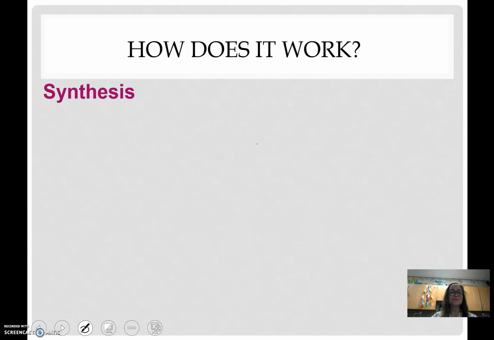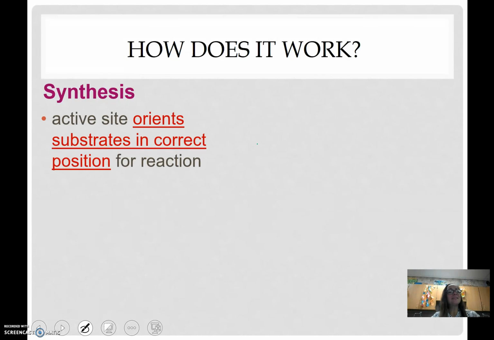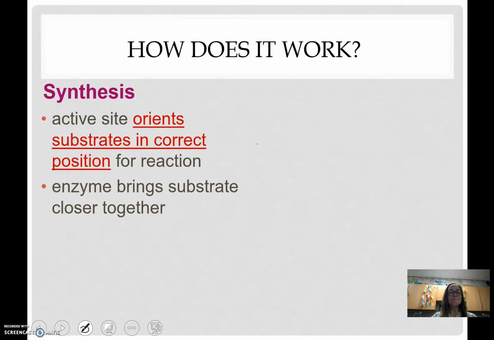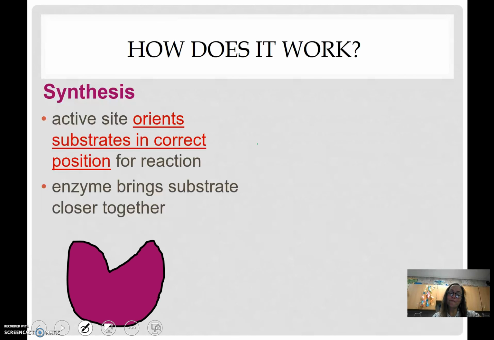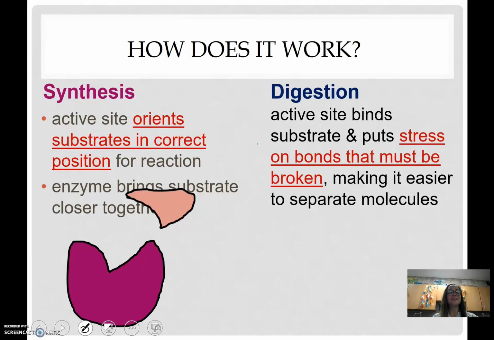Now how does this work? So we have two options when it comes to reactions in an enzyme. You can have synthesis, and to synthesize is to build or to make. So here, the enzyme brings together substrates and helps form a product. So you might have two separate substrates that are joined together into a product. That'd be synthesis. And then you have digestion.